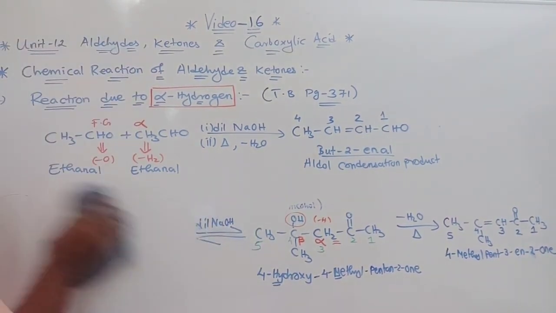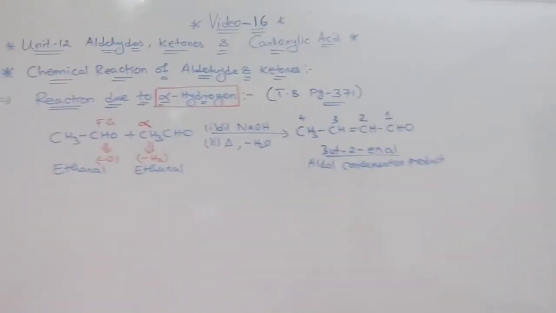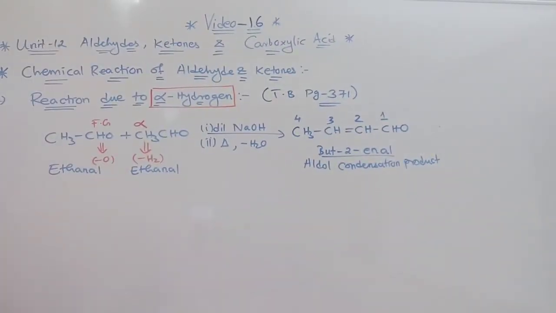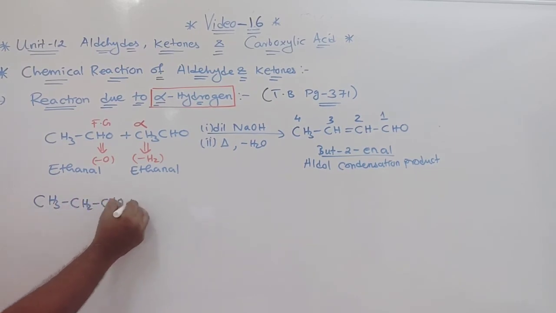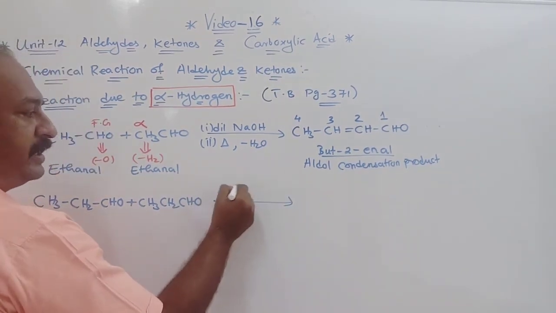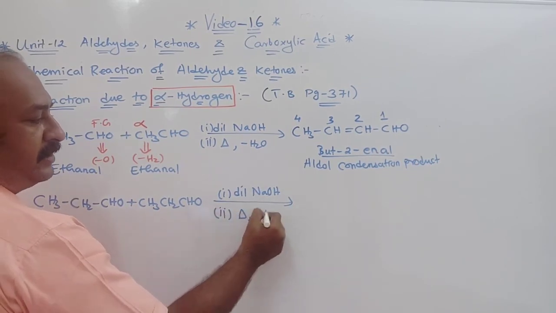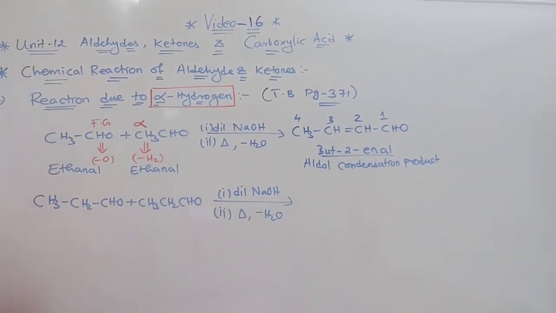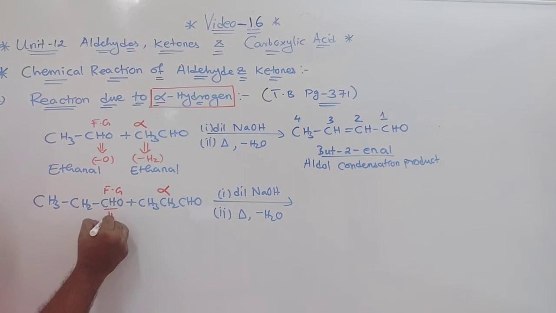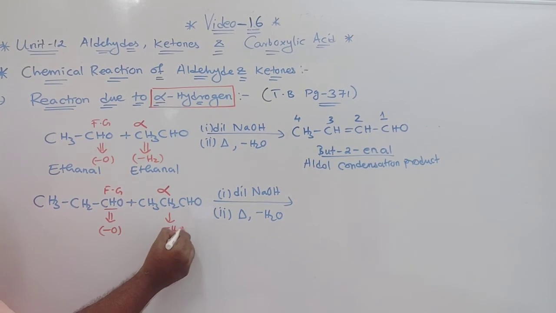See, another example I will take here. Okay, another example I will take just for you. Suppose you take like this, CH3CH2CHO plus CH3CH2CHO. Okay, same thing. First you treat it with what? Dilute NaOH. Then you heat it and remove a water molecule. So what I explained here, this one is your alpha, this one is your functional group. So from the functional group you remove oxygen. From alpha you remove 2 hydrogens.